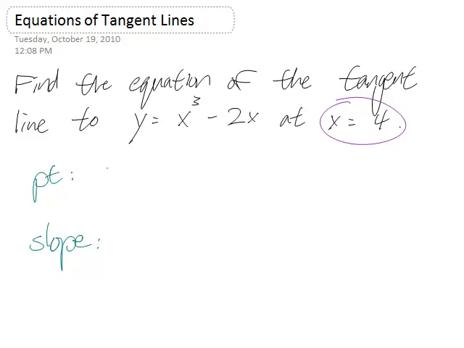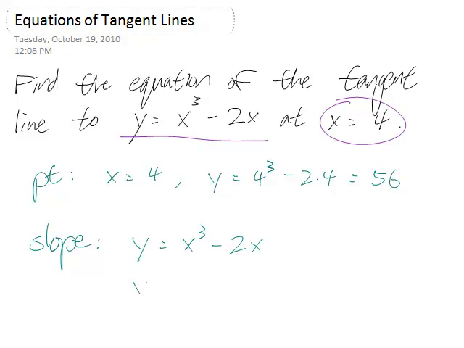So you could just say x is equal to 4, and y is equal to 4 cubed minus 2 times 4, because y is also given to you. And that would be 4 cubed is 64 minus 8, that's 56. So the point is (4, 56). And the slope, remember, is given to you by the derivative. So the first thing we need to do is to find the derivative with the power rule. y prime is, bring the 3 down, lower it by 1, 3x squared, minus the derivative of 2x, which is 2.